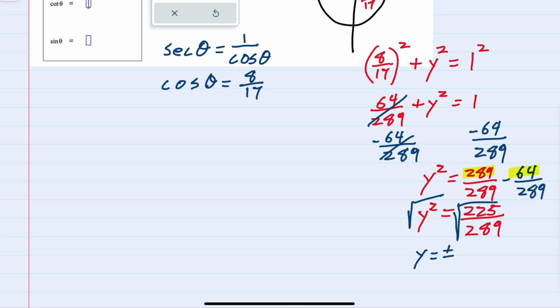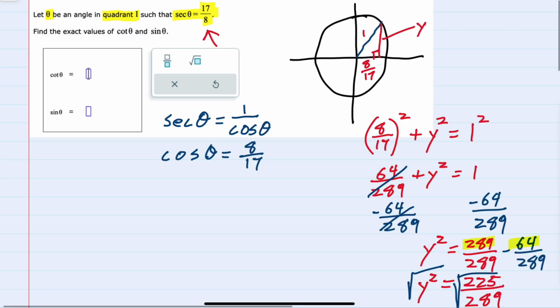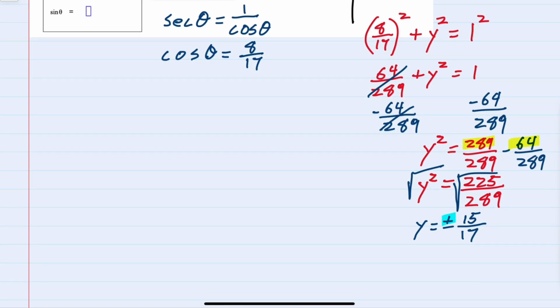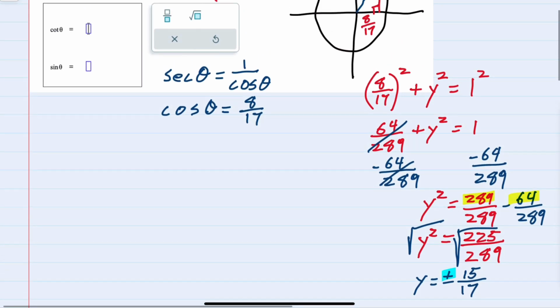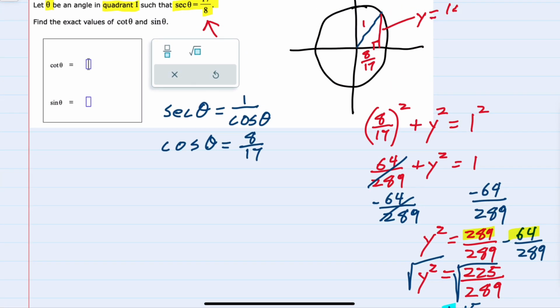And then to solve for y, taking the square root of both sides, y equals plus or minus, the square root of 225 is 15, the square root of 289 is 17. Since this is in quadrant 1, the y value would be positive, so we would use the positive 15/17. And if y equals 15/17, then we now know the sine of theta is 15/17. So this was one of the values we were asked for.